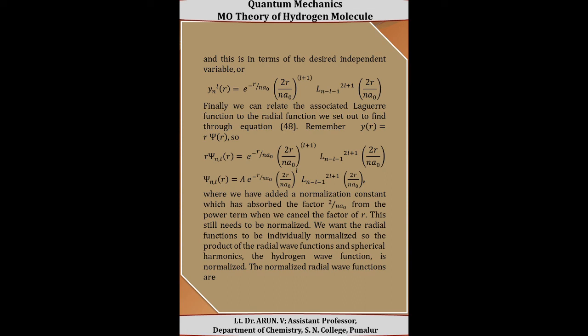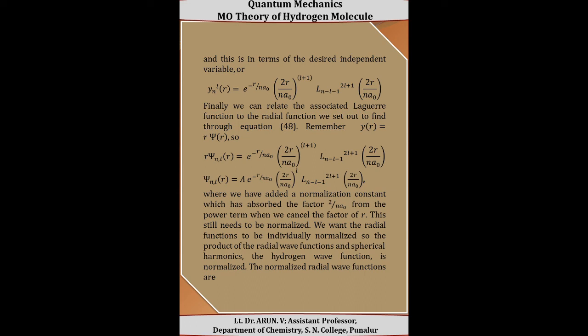where here we added the normalization constant, which has the value that is equal to 2 by n a0 from the power term when we cancel the factor of r. This still needs to be normalized. We want the radial functions to be individually normalized so that the product of the radial wave functions and the spherical harmonics of the hydrogen wave functions is already normalized.